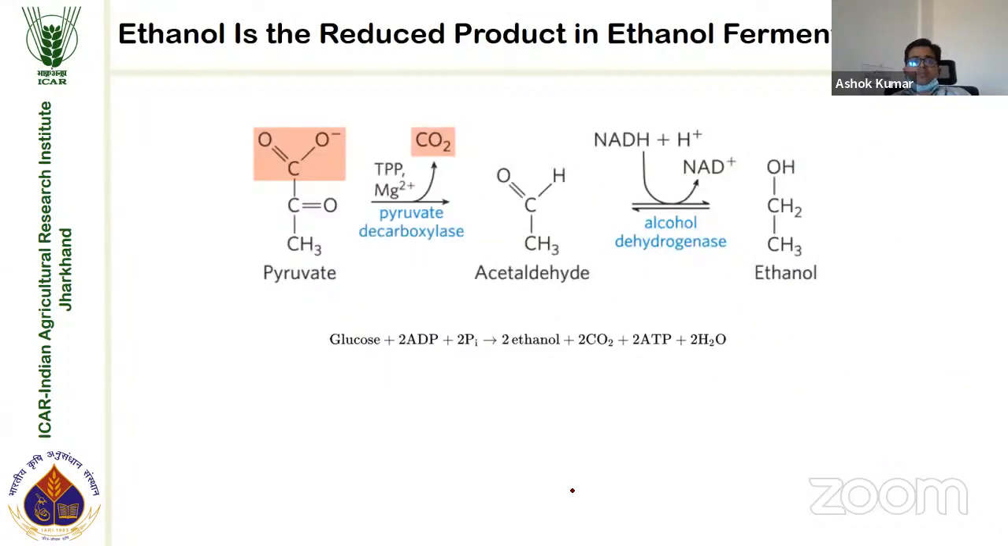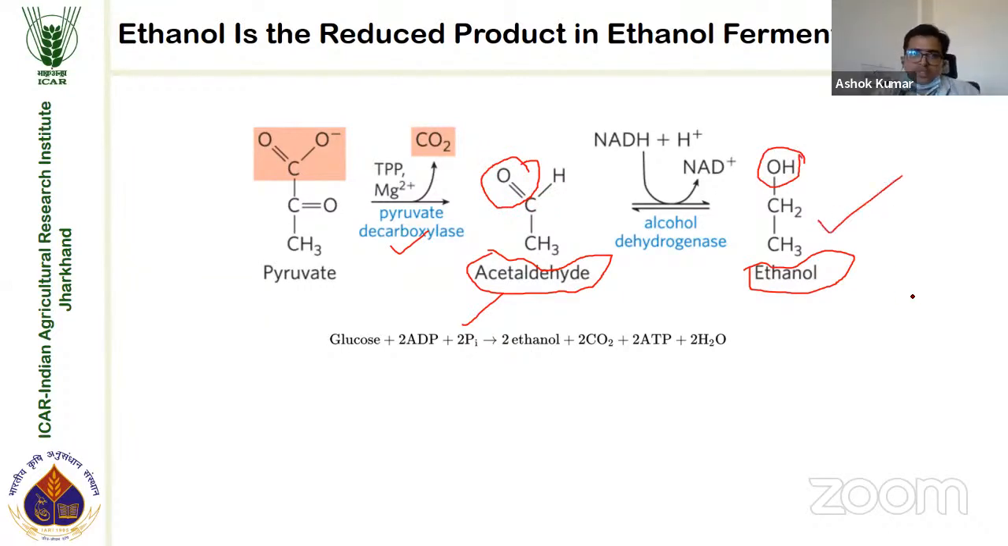Basically, this is how ethanol is produced. Pyruvate gets decarboxylated by pyruvate decarboxylase, which produces acetaldehyde, and acetaldehyde is further dehydrogenated, reduced to ethanol. How is it reduced? This carbonyl group is reduced to a hydroxyl group.